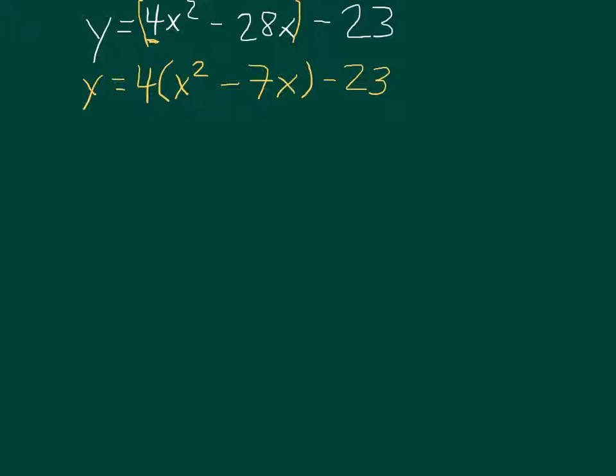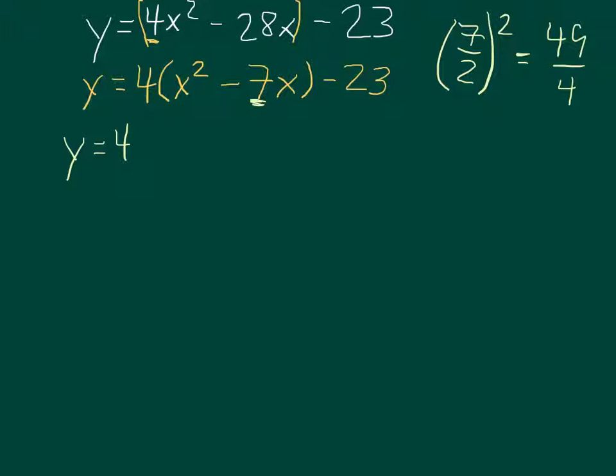Now we have to consider this coefficient in front of the x. It's a 7. And what we have to do in completing the square is take half of 7. Half of 7 is 7 over 2. And then we're supposed to take half of that middle term and square it. So 7 halves squared is 49 over 4. So our next step would be to add that, but remaining at a value of 0.